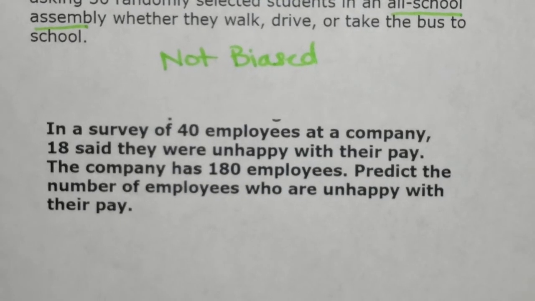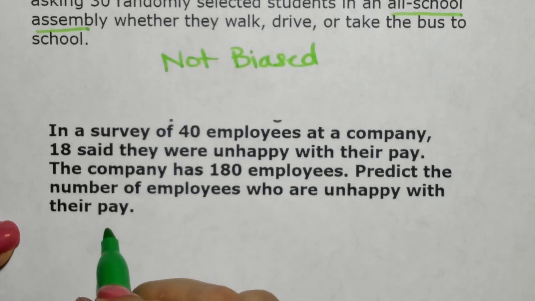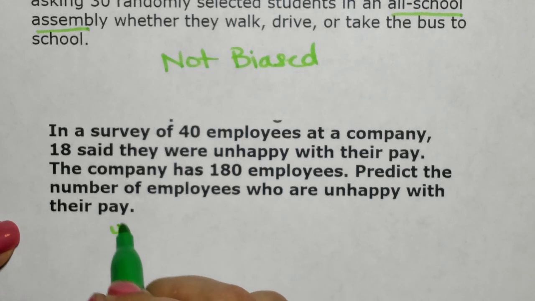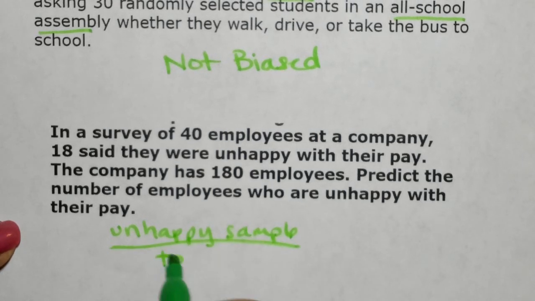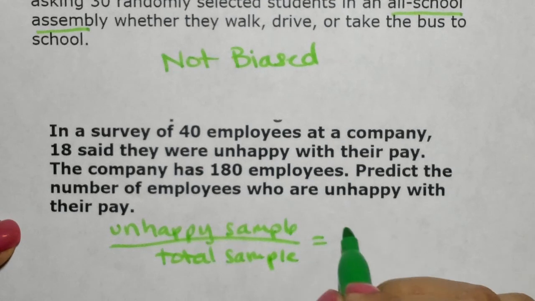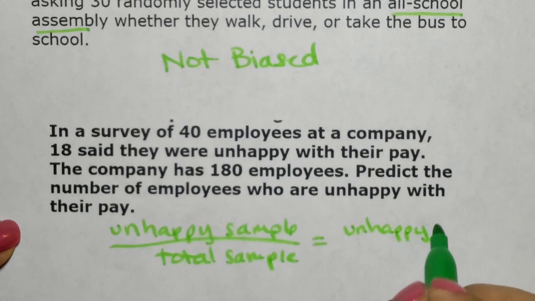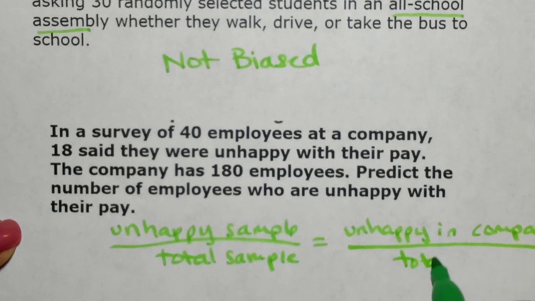And our last one. In a survey of 40 employees, 18 said they were unhappy with their pay. The company has 180 employees. Predict the number of employees who are unhappy with their pay. All right, so we have a sample. We know that unhappy over total sample is a ratio. I can set that equal to unhappy in the total company versus total employees at the company.